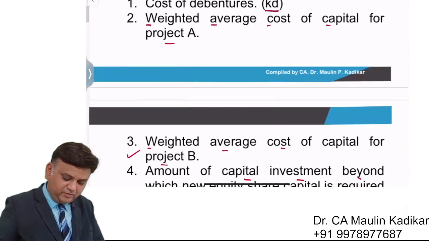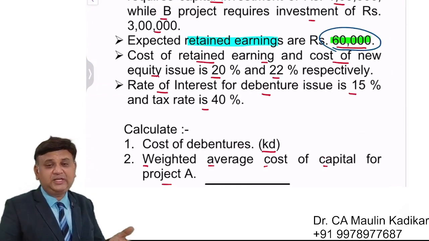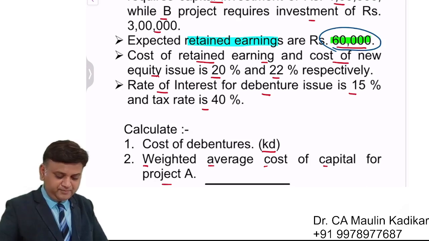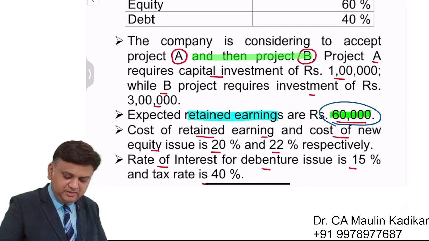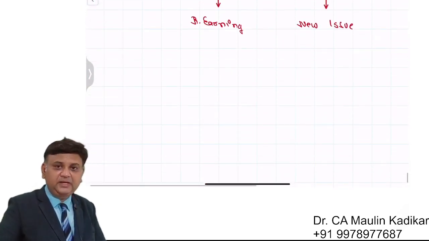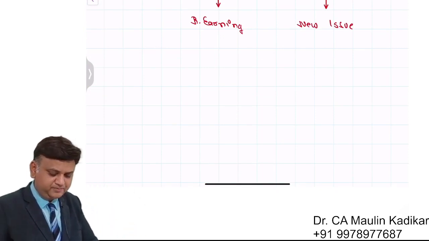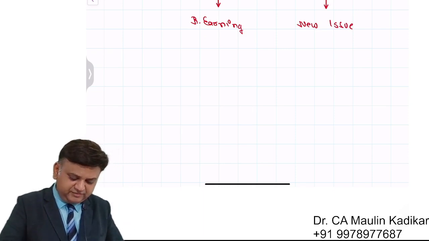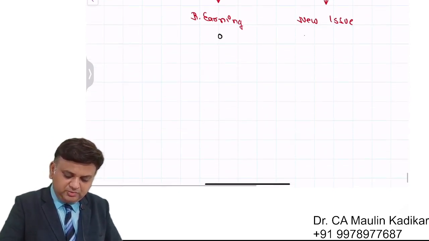Dear students, over here the company had a retained earning of 60,000. It is completely used in project A, because the language of the question is very clear: the company is considering to accept project A and then project B. So we are going to completely make investment in A and then B, and in making investment in project A, the entire retained earning is exhausted. So the retained earning we have is now zero, because the entire 60,000 was used. So new issue will be rupees 1,80,000.